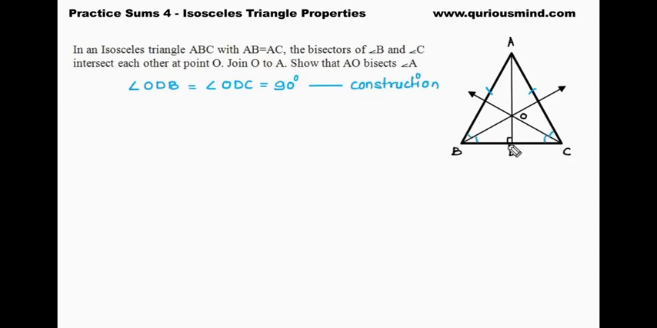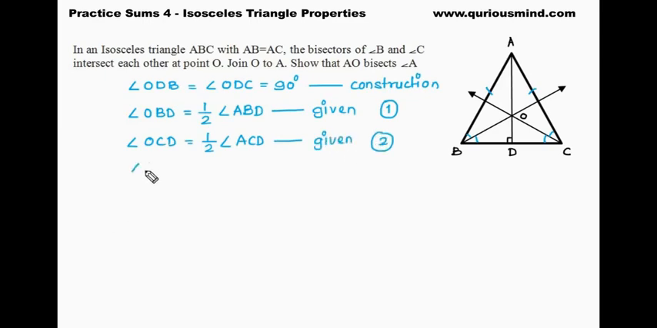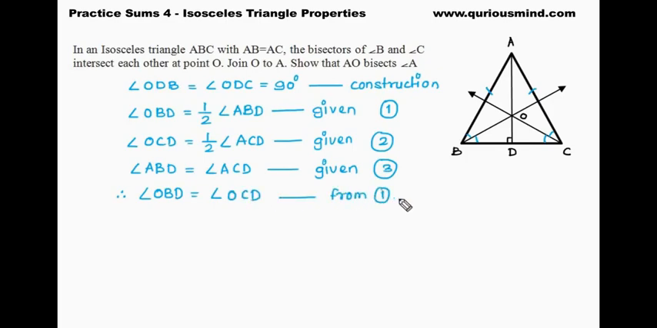We know angle OBD is equal to angle OCD. Why? Because angle ABD is equal to ACD. In an isosceles triangle, their base angles are equal, and OBD and OCD are half of them, and hence OBD and OCD are equal. This is given. Now from 1, 2 and 3 we can see that angle OBD is equal to angle OCD. This angle equal to this angle, this equal to this. That means the third angle also has to be equal using the angle sum property.